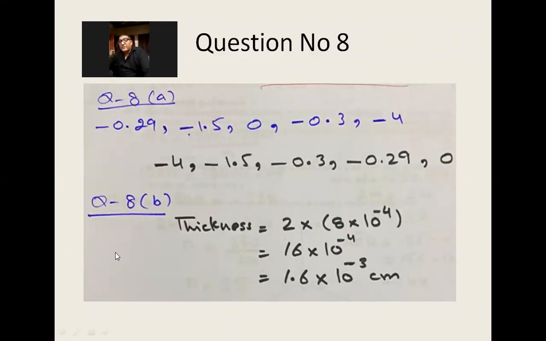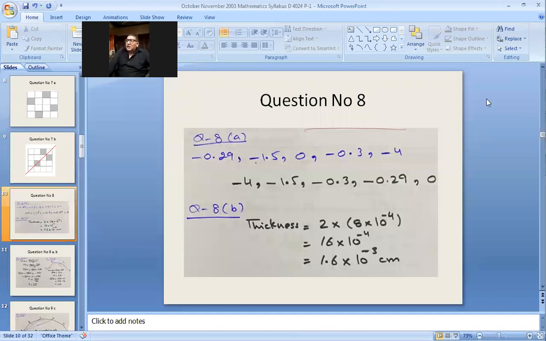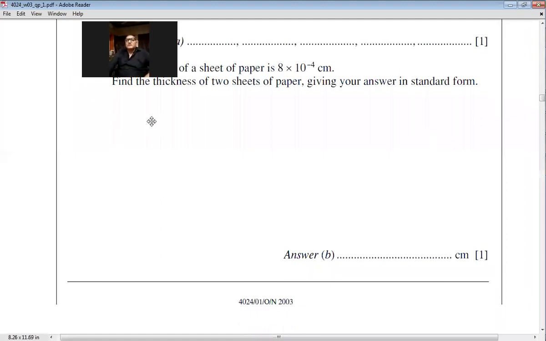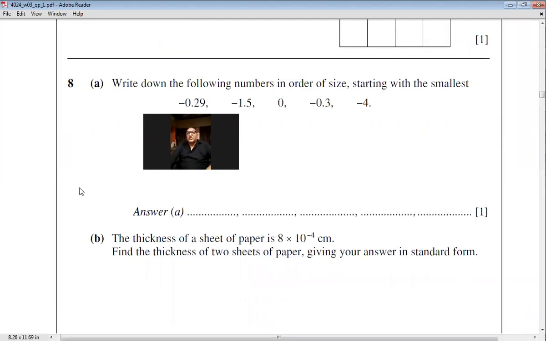So question number 8, B part, the thickness is equal to 2 multiplied by 8 x 10⁻⁴, so it will be 16 x 10⁻⁴. So move the decimal of 16 one step to the left side, so it will be 1.6, and the exponent of the 10 will be increased, so minus 4 plus 1, that will be minus 3. So the final answer is 1.6 x 10⁻³ centimeter. So this was question number 8. Hopefully you have understood.